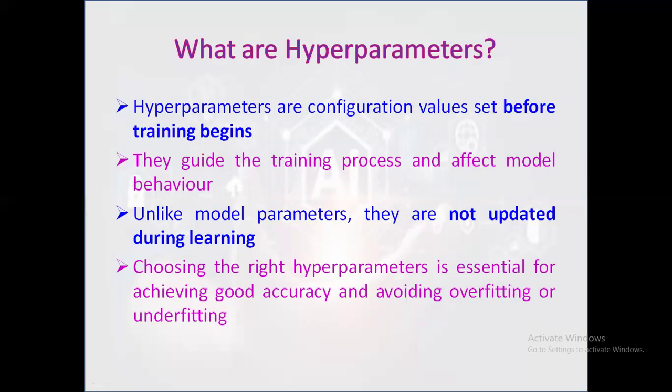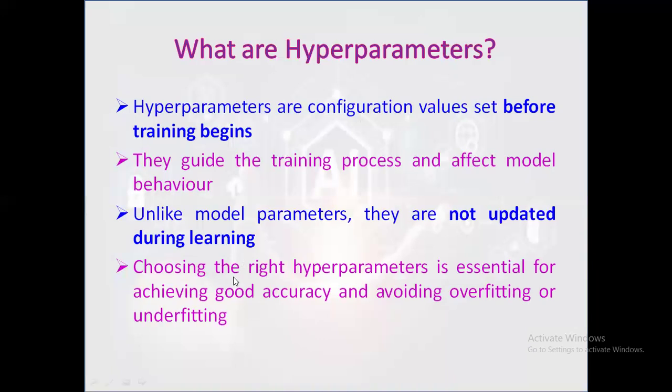These values influence how the algorithm explores data patterns, how complex the decision boundary becomes, and how sensitive the model is to noise or variations in data. And they are not updated during learning. That means, unlike weights and biases, hyperparameters are not adjusted automatically during training. Instead, they must be selected manually or through an optimization technique before training runs.